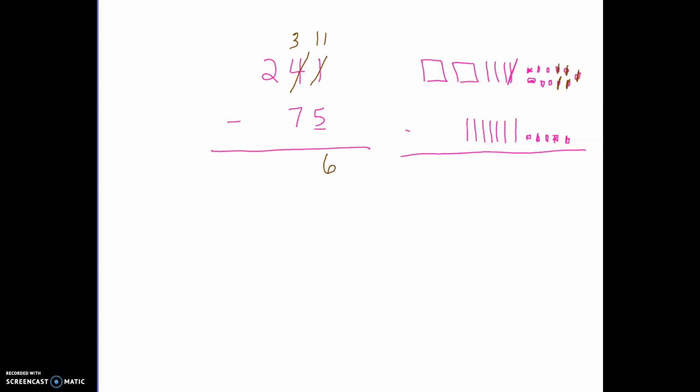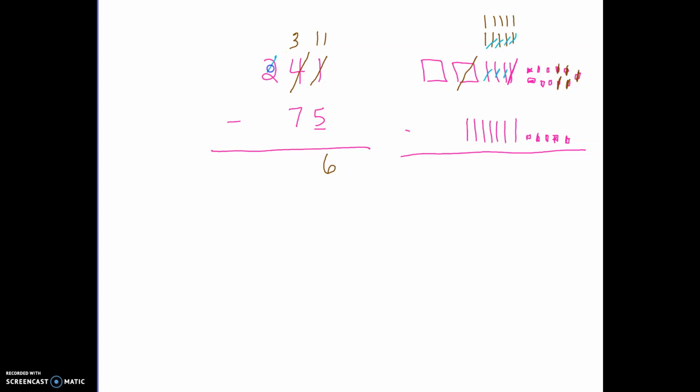Okay, so now I need to take away 7 10s. I only have 3 left. So I need to trade. I'm going to take 100. I'm going to trade it into 10s. There's 10 10s in 100. So 1, 2, 3, 4, 5, 6, 7, 8, 9, 10. Now do I have enough to take 7 away? I do. So I'm going to take away 7 10s. 1, 2, 3, 4, 5, 6, 7.